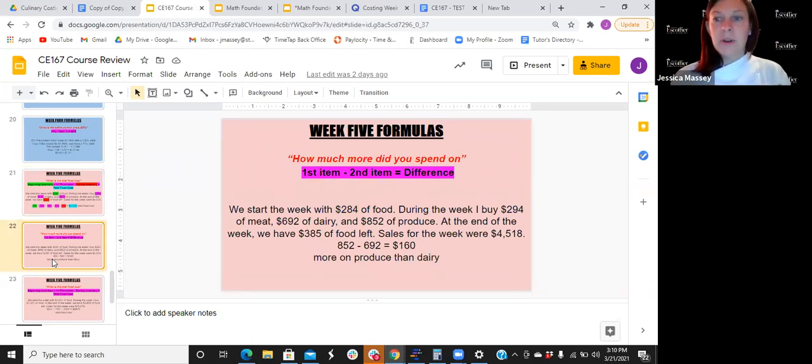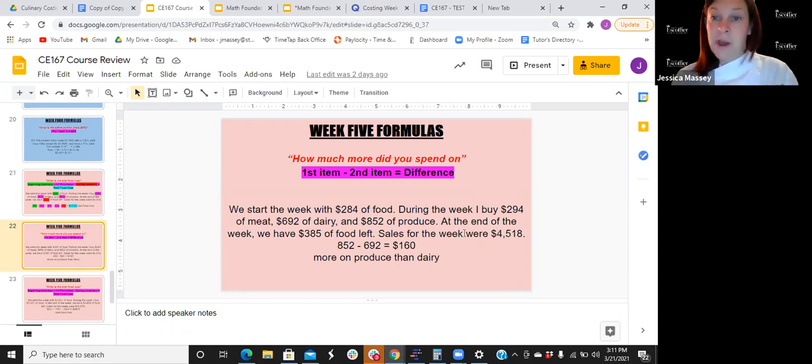Second equation you guys are working with this week is how much did you spend on something? Or how much more did you spend on this than this? This one's pretty simple. This is honestly just straight subtraction. It's basically asking you, what is the difference between how much you spent on this item versus this item? So you literally take what they are giving you. Working through our example, we start the week with $284 of food. During the week, we buy $294 of meat, $692 of dairy, $852 of produce. At the end of the week, we have $385 of food left.